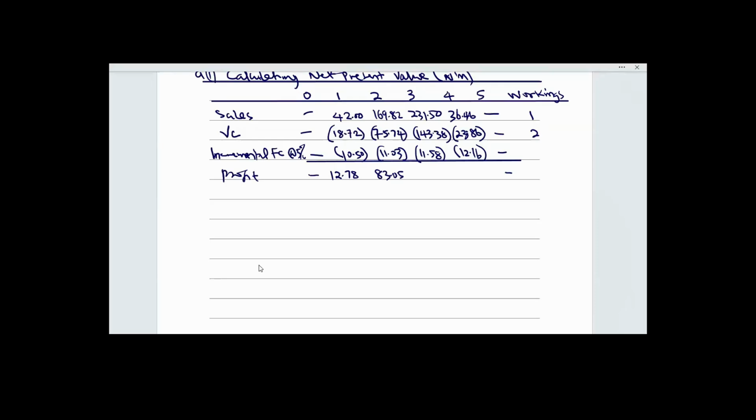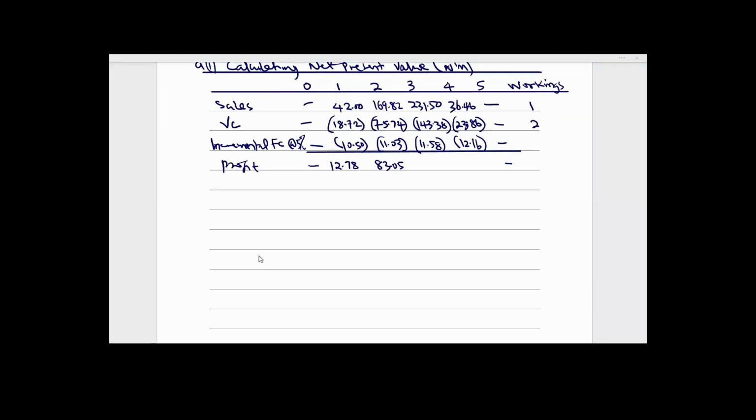Then the third year is 231.50 minus 143.38 minus 11.58 equals 76.54.